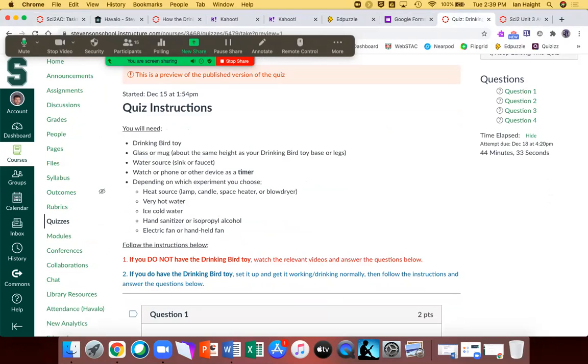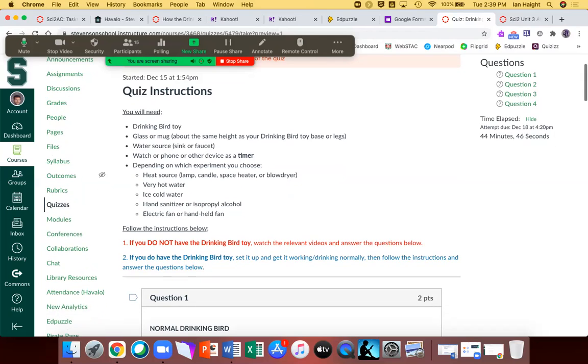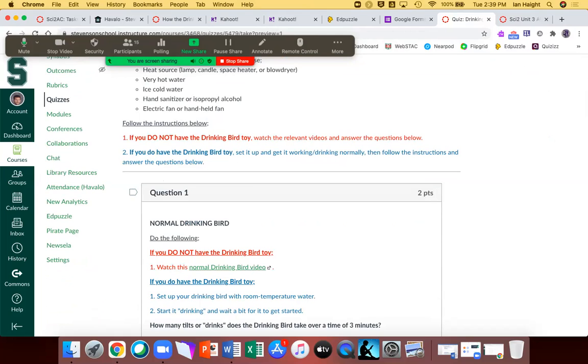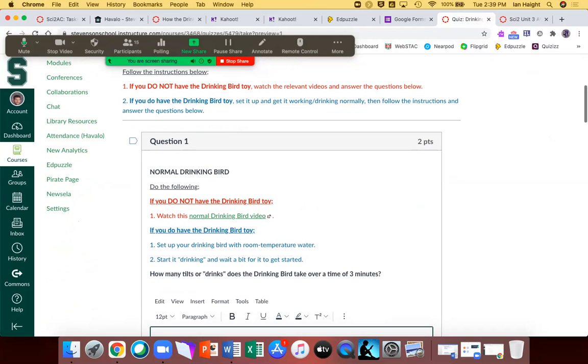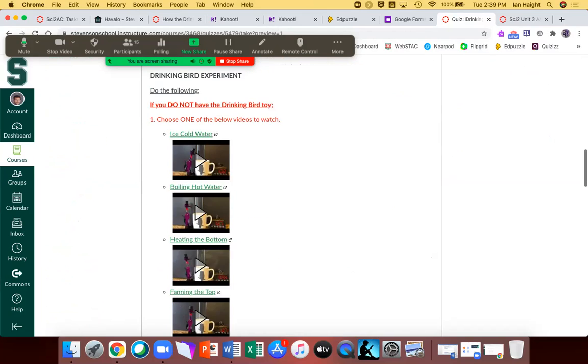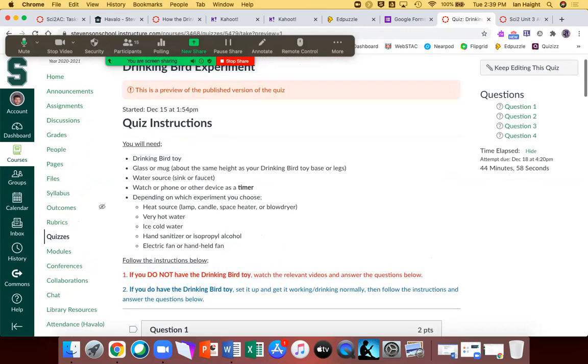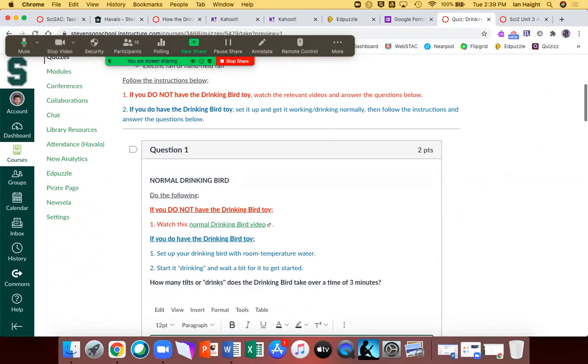And then, depending on what experiment you want to do, you're going to need a heat source or some hot water or cold water or hand sanitizer or an electrical fan or just something you can wave at it, like the lid of a Tupperware as a hand fan. So you'll choose one of those things to do. Then just follow the instructions. People who do not have the toy, you can follow the red text. I have created videos of each portion of this experiment, so you can watch the normal and watch one of these experimental videos. If you do have your Drinking Bird toy, then you can do this on your own, and I encourage you to. I think it's more interesting to do it that way.